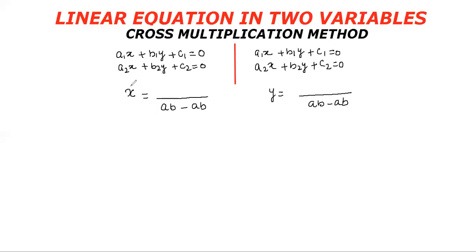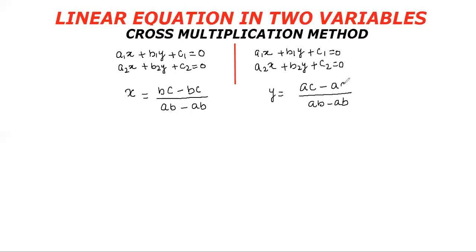Since you are writing the formula for x, ignore the coefficient of x. Now you are left with b and c. So you will write down bc minus bc. And in the formula of y, you have to ignore the coefficient of y. Since you are writing y, ignore the coefficient of y. So you are left with ac and ac.